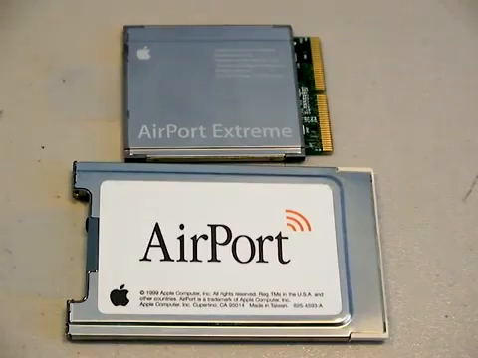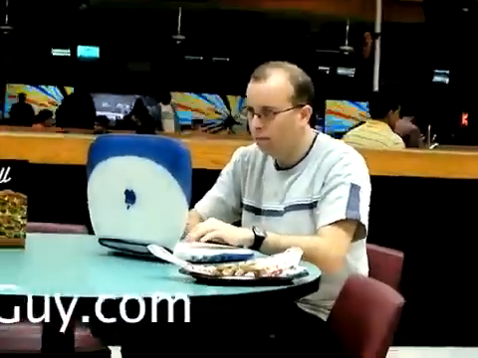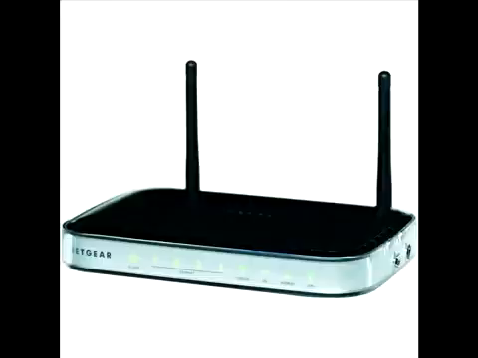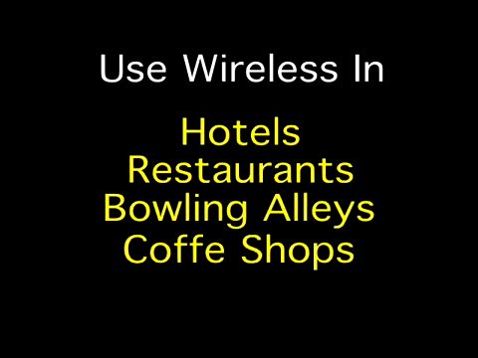Another thing to point out is that 802.11 wireless is not part of the cellular phone network, so you can't just use it anywhere you want. You'll need to be in range of an access point like this one. Many public places will offer Wi-Fi for their customers. Some examples are hotels, restaurants, bowling alleys, and coffee shops.